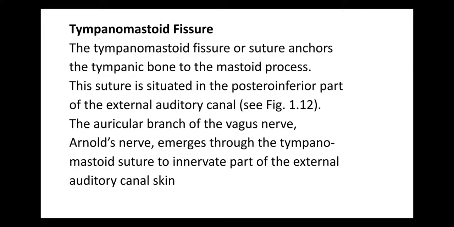Tympanomastoid fissure. The tympanomastoid fissure anchors the tympanic bone to the mastoid process. This suture is situated in the posterior-inferior part of the external auditory canal. The auricular branch of vagus, Arnold's nerve, emerges through the tympanomastoid suture to innervate part of the external auditory canal skin.